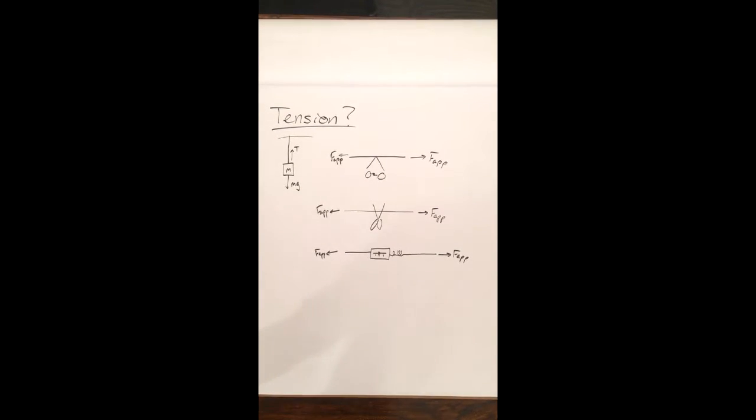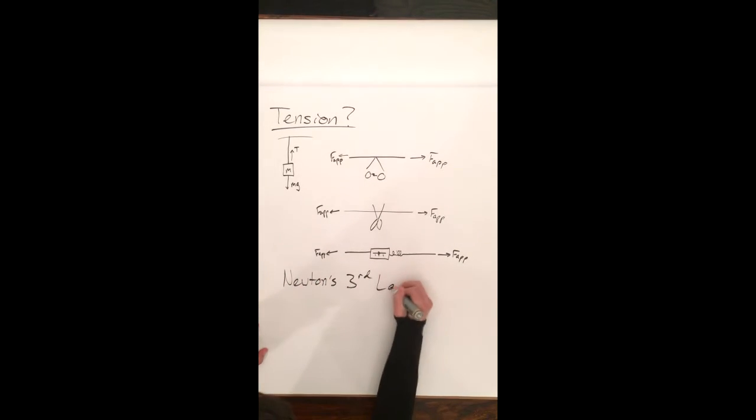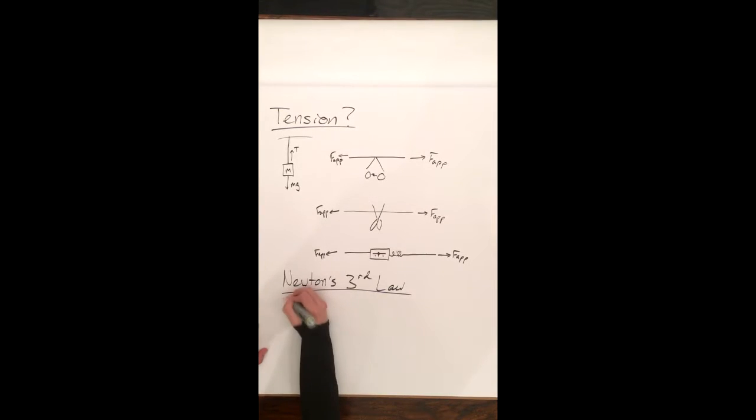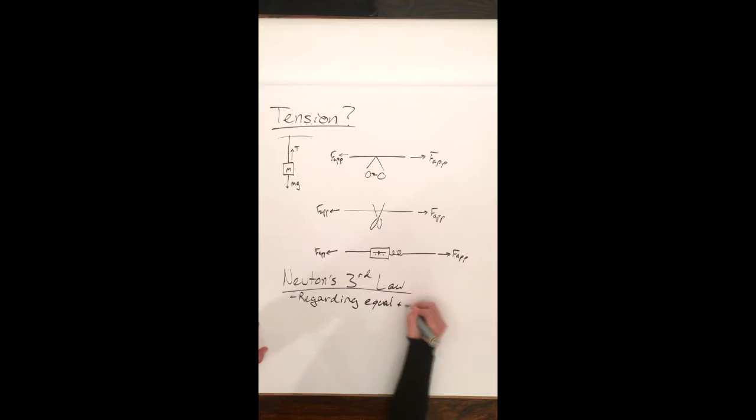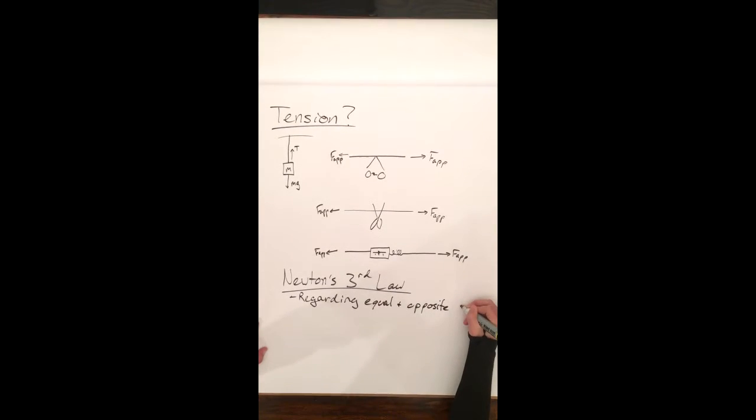So that kind of corresponds with Newton's third law. Newton's third law says that for every interaction there is a pair of actions or forces, impulses, etc. that act on the two interacting objects that are equal and opposite. Tension can very easily be explained using this law.